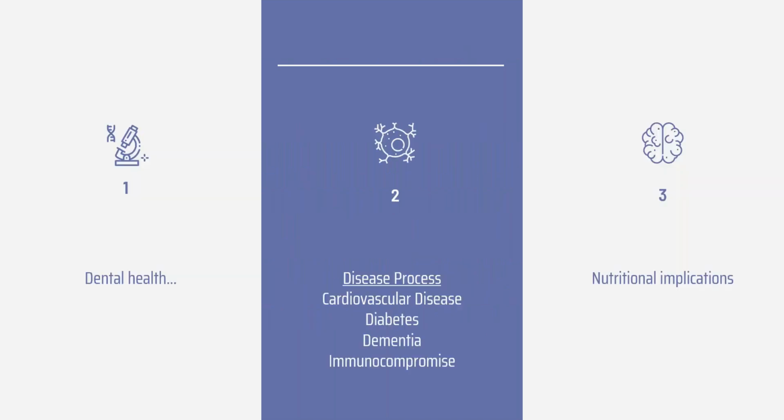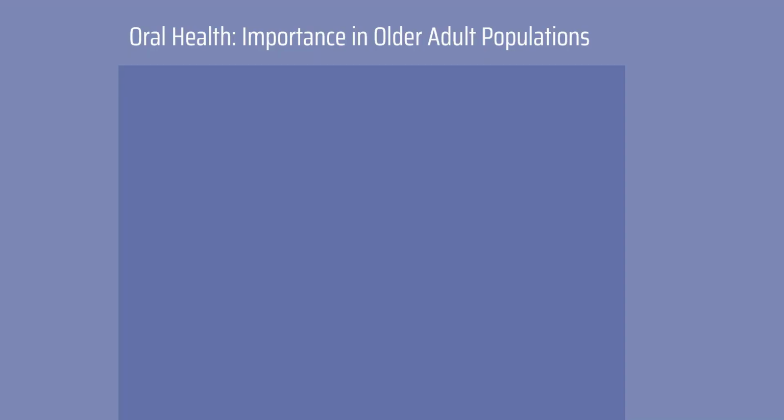So, in this presentation, we are going to talk about the oral or the dental health in the geriatric population, its relevance to various systemic diseases like cardiovascular disease, diabetes, dementia, and immunocompromised conditions, along with its nutritional implication for each systemic disease. So, why is oral health important in older adults?